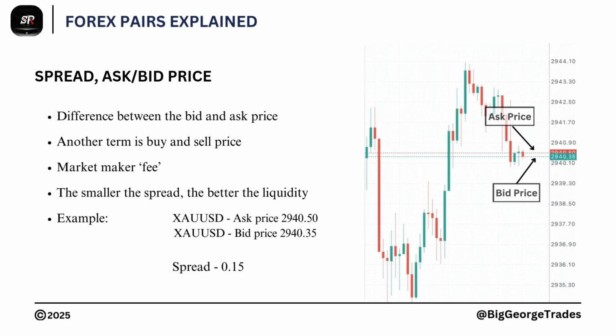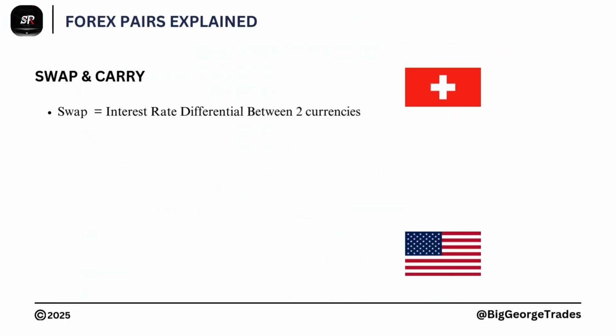So basically, the spread is the difference between the ask and the bid price. So here on the XAU USD chart, we are having our ask price somewhere around 2940.50. Then the bid price around 2940.35. So the difference between the bid and the ask price is 0.15. That is the spread between the price. That is where the brokers are making money. Now on to swap and carry.